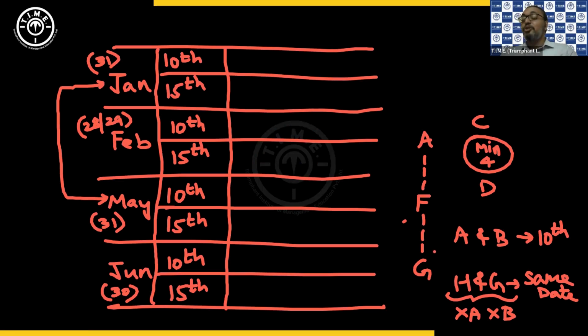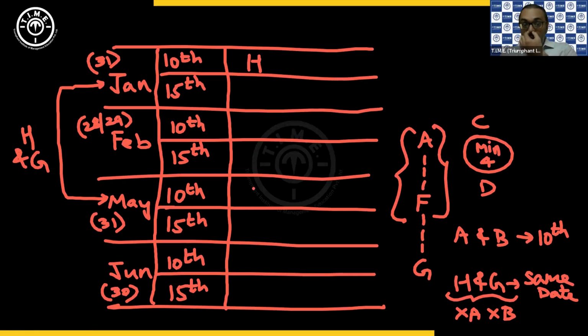Now this tells you that G cannot be above H. Because Jan and May are the months that I know that H and G are going to be given. Now G can never be 10th January or 15th January because there are 2 different people above G. So that means H can be given as 10th January, and G will be 10th May. Or you can have H as 15th January and G will be 15th May.